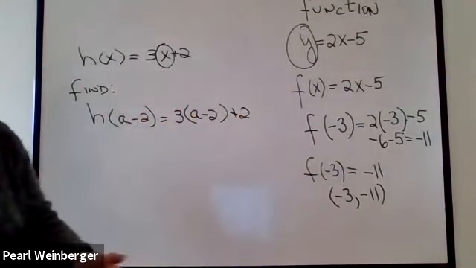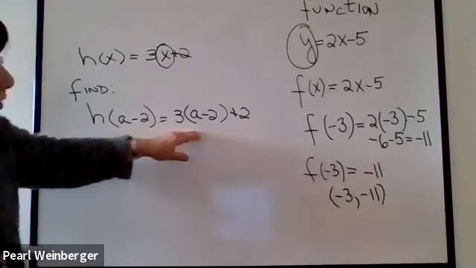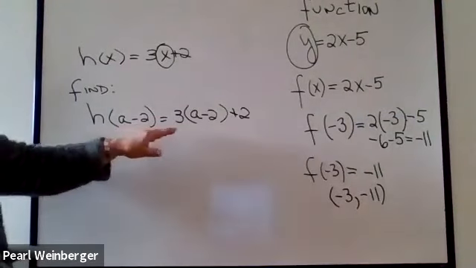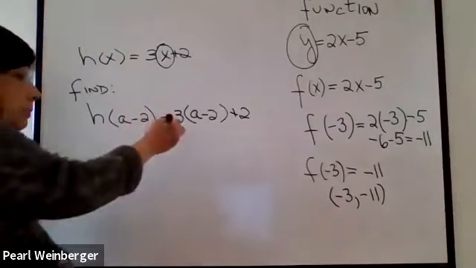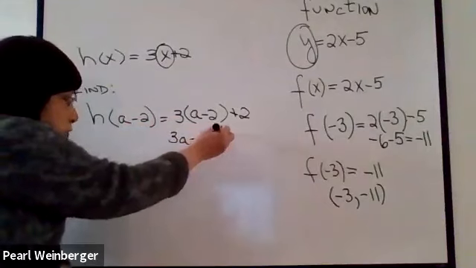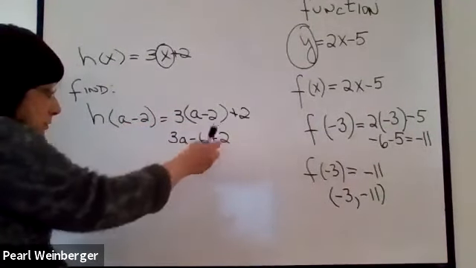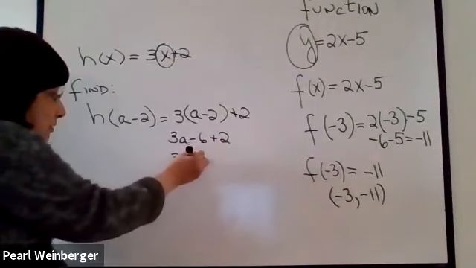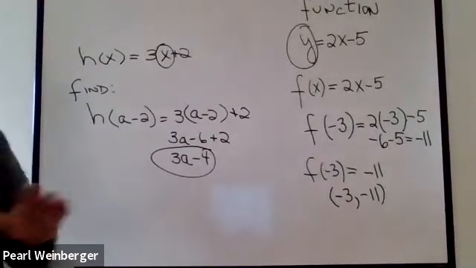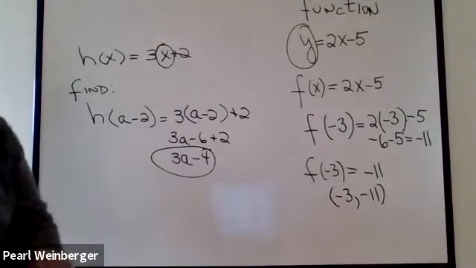Even if it's not just a regular number, even if it's an expression with letters, it's the same idea. Of course, usually when we have an expression like this, we try to simplify it. First, we'll use the distributive property, which will give us 3a minus 6 plus 2. And then the like terms are the negative 6 plus 2. So it's 3a minus 4. And this is your answer. This is not an equation that you go further. Your answer is 3a minus 4.